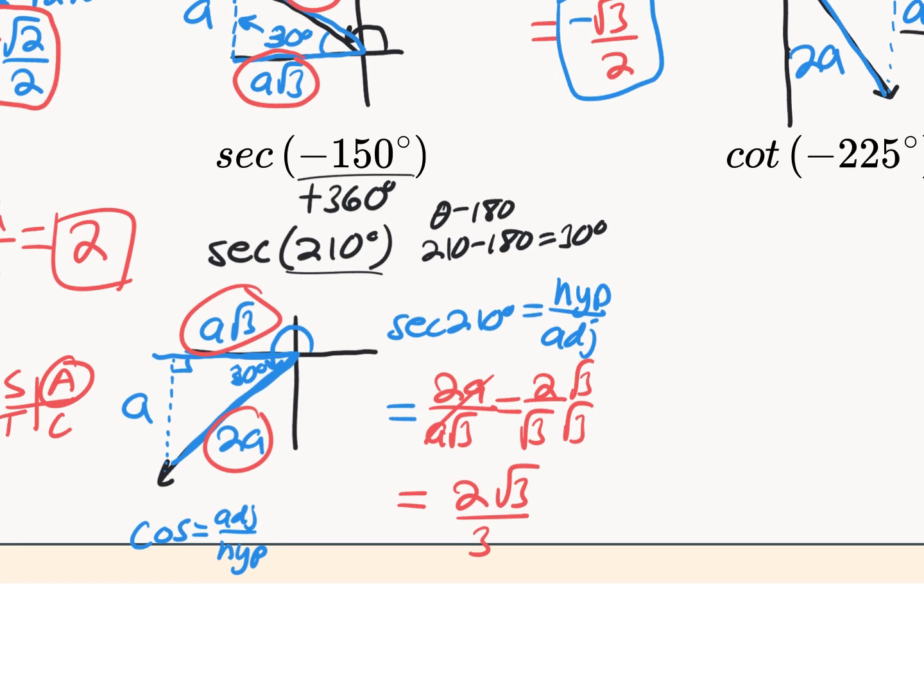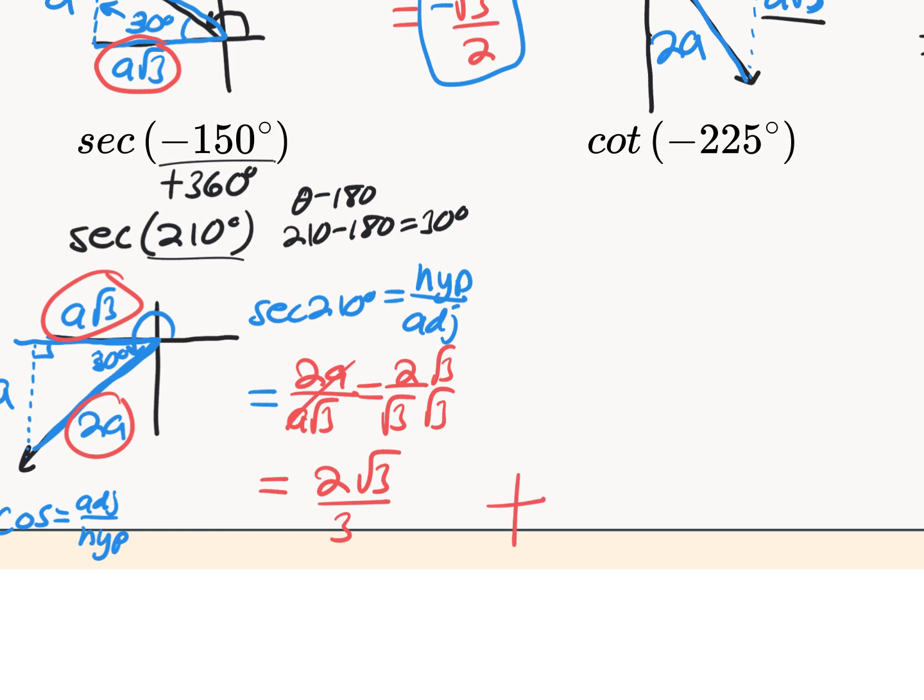And then the last thing we want to do is use All Students Take Calculus to figure out what sign it is in the third quadrant. In the third quadrant, T is for tangent and cotangent that are positive. Secant is not one of them, so that means this is negative.